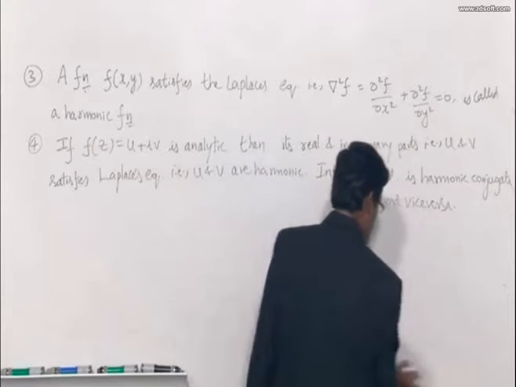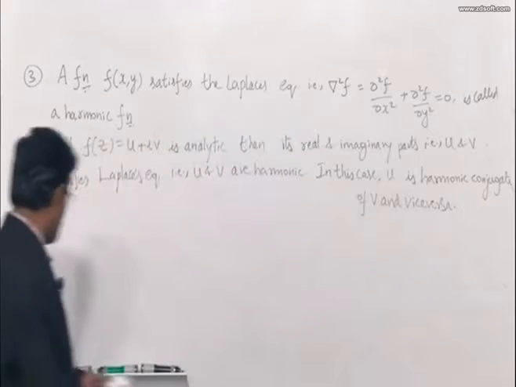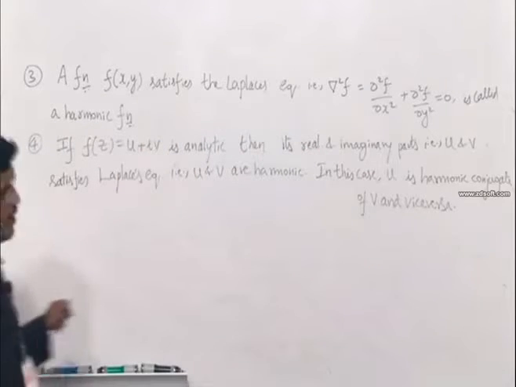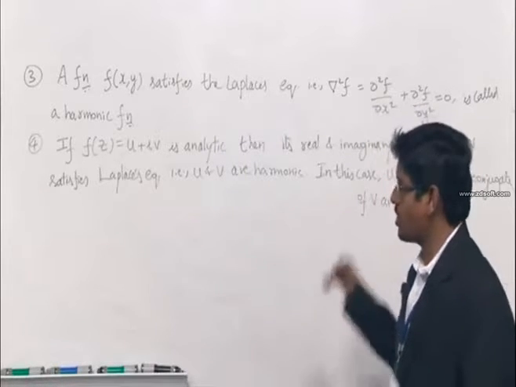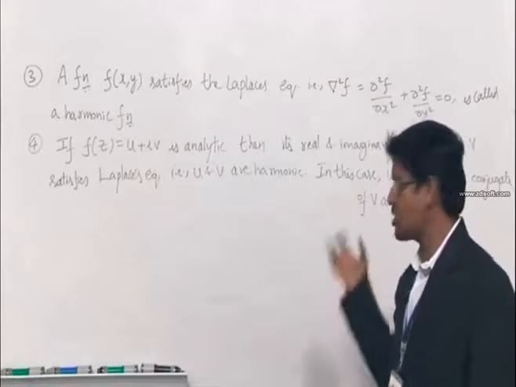Now I am giving the procedure for finding u whenever v is given, finding v whenever u is given, and whenever one of these is given, how to find f of z. Two methods are there. Now the problem starts after this discussion. You will get interest also.